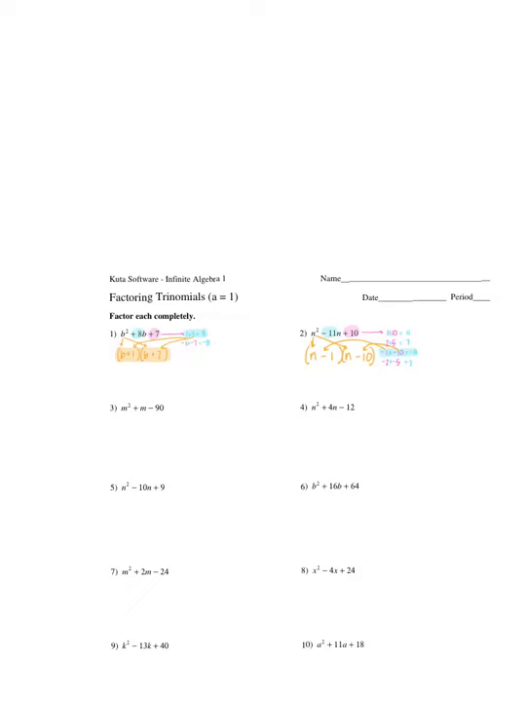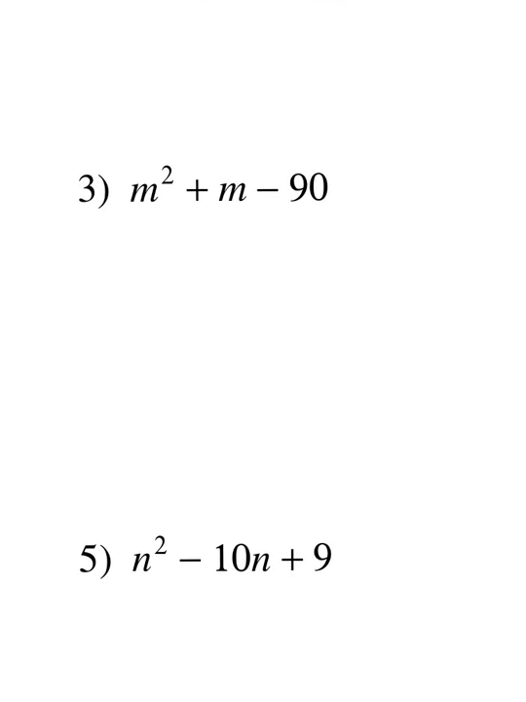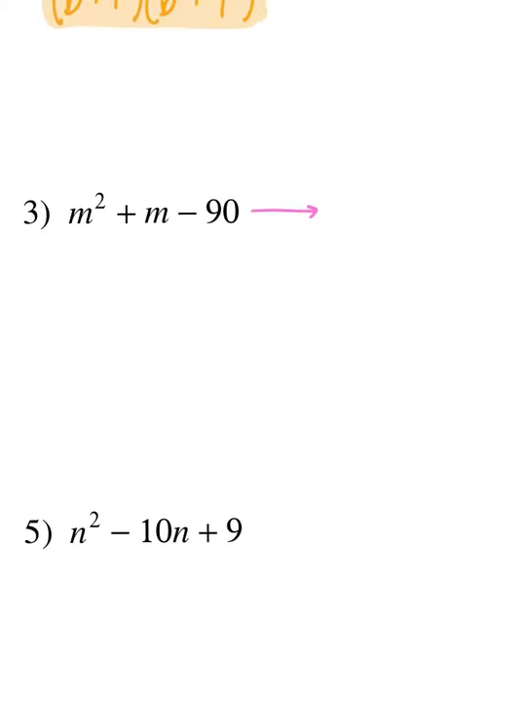All right, let's do one that has a little more factoring. We'll just try number 3. For number 3, I'm going to write out my factors of negative 90, and this we can say is a 1, so positive 1. So which two factors multiply to give me negative 90 and add up to 1?